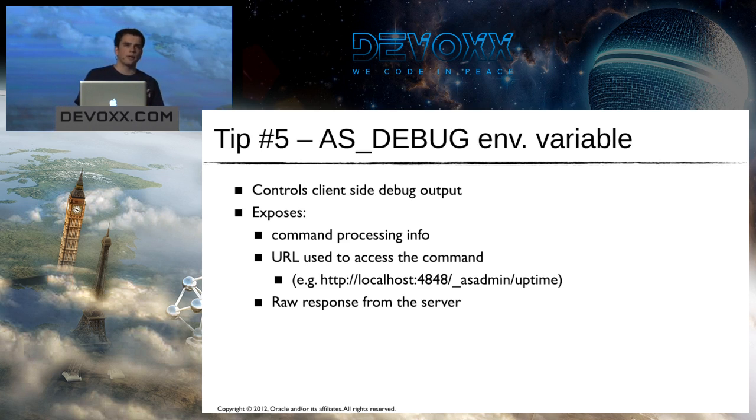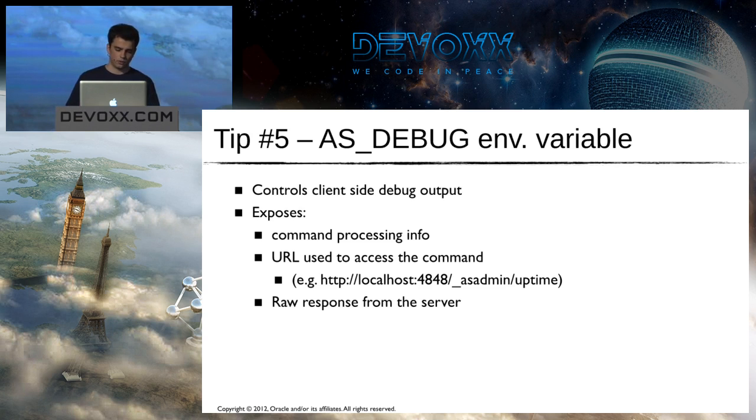So you might not be aware of it, but asadmin is a client. It interacts with the DAS. So basically if something goes wrong between the client and the DAS, you won't see much. So there is an environment variable, AS_DEBUG. You just export it, set it to true, and then when you run the command, you will see a lot of things.